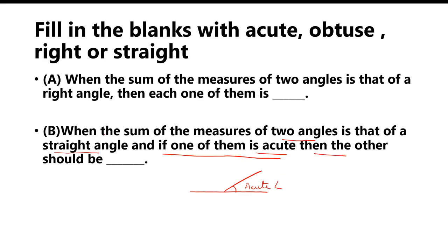Then the other should be, what will be the answer children? Yes, very good. So this angle will be obtuse angle. It should be obtuse angle, okay. So here you will write obtuse angle, okay. In the same way, if your question will be like this, when the sum of the measures of two angles is that of a straight angle and if one of them is obtuse then the other should be acute angle, okay. So in this way you all have to do these questions.